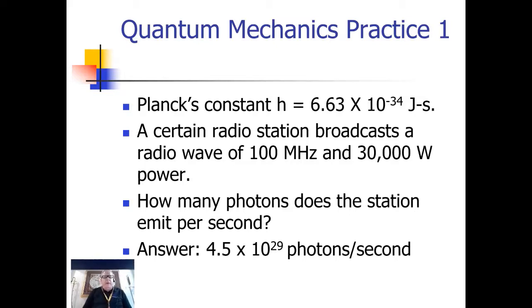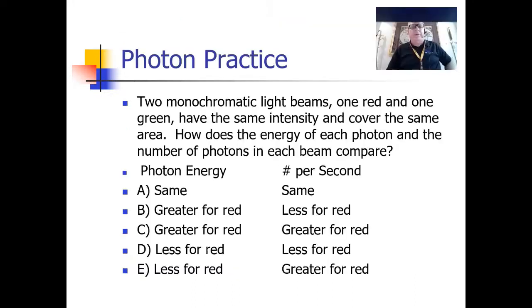The answer that I got is 4.5 times 10 to the 29 photons per second. Here's another question in a similar vein. You have two monochromatic light beams, one red and one green. Now they have the same intensity. That means they have the same total energy per given area, and they cover the same area. How does the energy of each photon and the number of photons in each beam compare? Go ahead and stop the video now, and then start it up again once you have your answer.